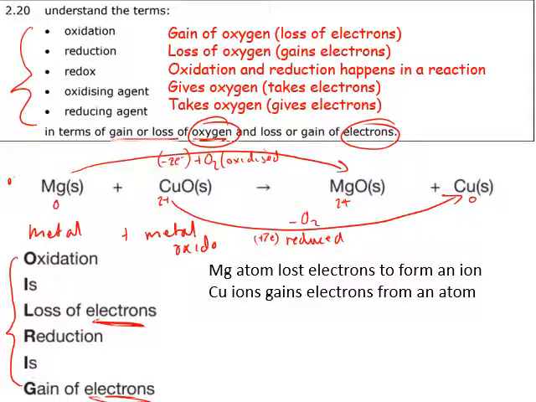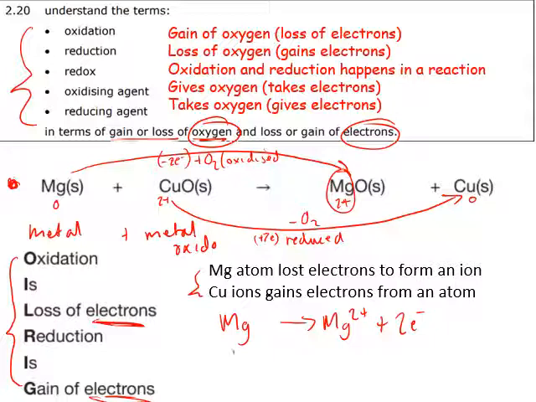So magnesium here has formed an ion, and oxygen stays an ion. Now we can write half equations for this reaction, just to show us what's actually happening with the electrons. So we have magnesium here, it was 0, and it reacted to form an ion, magnesium 2+, but it also lost 2 electrons. Because we lost 2 electrons, I'm going to put the 2 electrons on the other side.